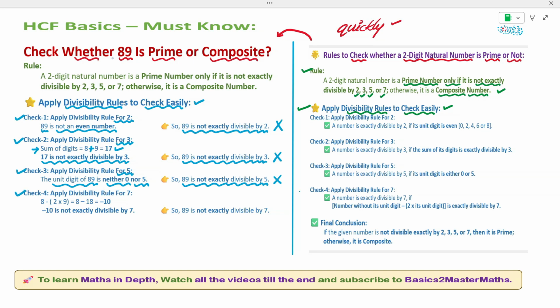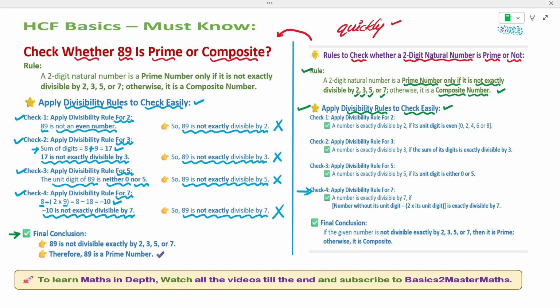Check 4. Apply divisibility rule for 7. The number without its unit digit is 8, minus 2 multiplied by its unit digit, that is 9. This gives you minus 10. But minus 10 is not exactly divisible by 7. Therefore, according to the divisibility rule for 7, 89 is also not exactly divisible by 7. Got it?